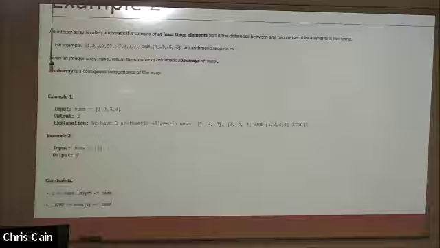Yeah, it almost is a kind of greedy solution in that every sequence that is longer than 3 will contain a 3 in it.